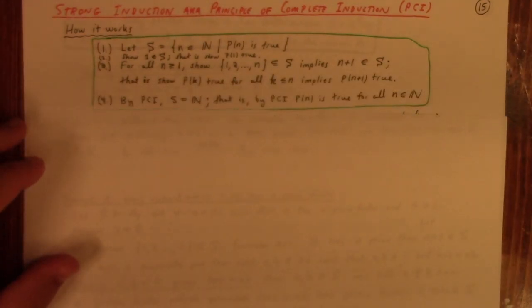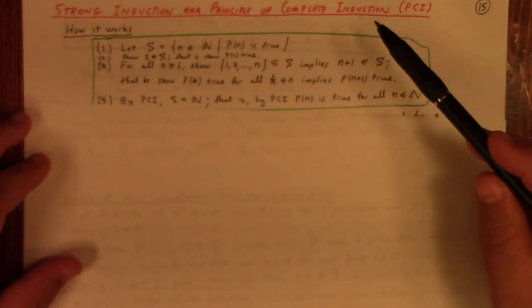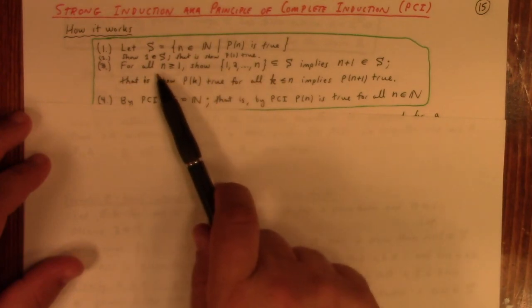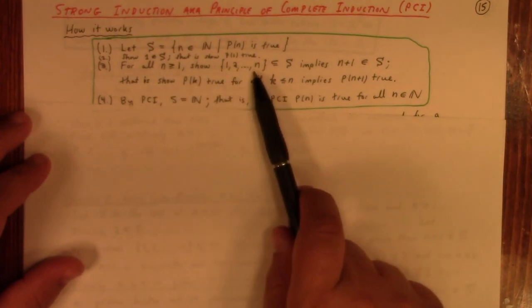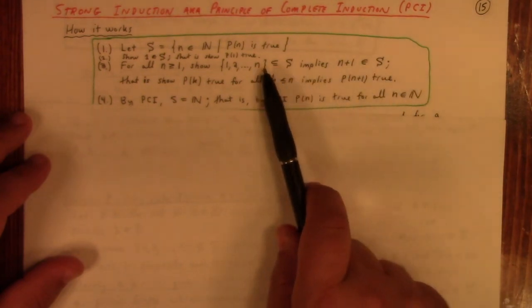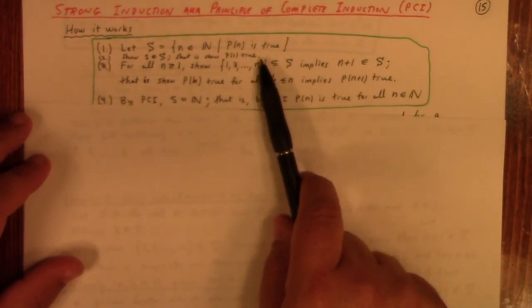But anyway, here's how strong induction works. You have some inductive set. You want to show that 1 is in the inductive set. And then for all n greater than 1, you show that if you have 1 through n, you get n plus 1. In other words, first show that the proposition is true for 1.